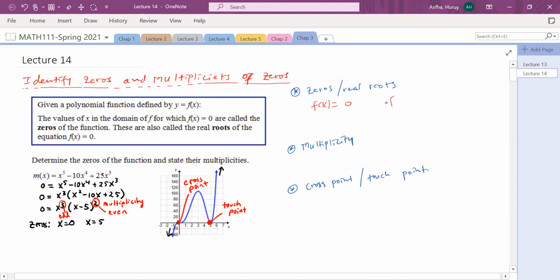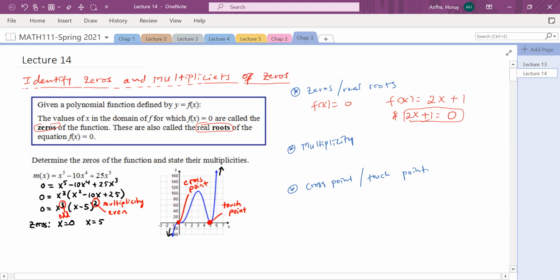Let's take a simple example, f of x equals x plus 1, a linear polynomial, a polynomial of degree 1. Then we have to find the zeros or real roots of this polynomial. What we do is we just set this function equal to 0, and now we can solve this, because this is just a linear equation. The solution to this equation are what we call the zeros of the function, or another name is the real roots of the polynomial, or rather the equation.